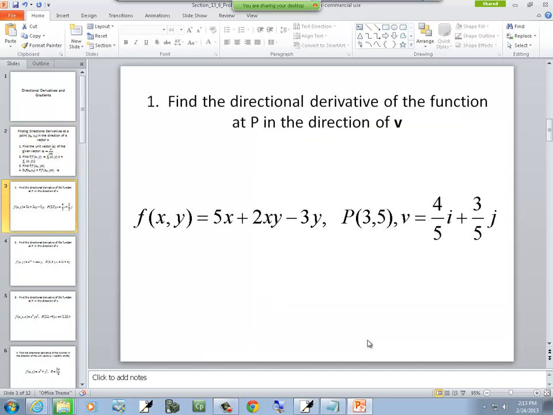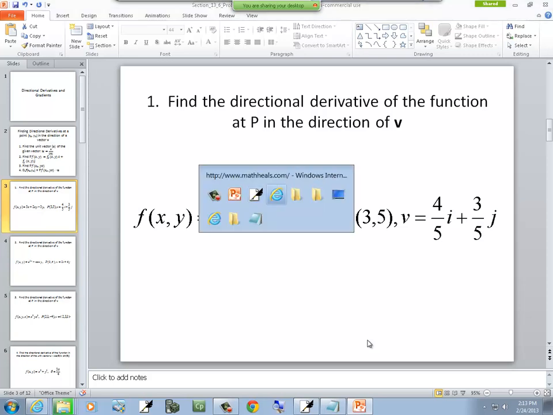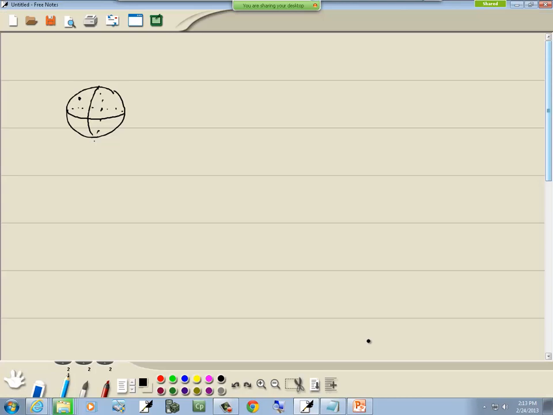So let's take a look at a point here. Got a problem. And let me erase that. Try it again. There we go. And take a look at our first problem.